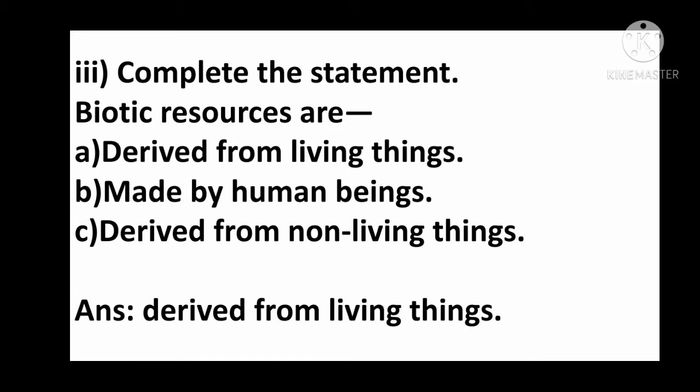Moving on to the third question. Complete the statement. Biotic resources are. Options are derived from living things, made by human beings, derived from non-living things. So biotic resources are those resources which are derived from living things only. So the answer is derived from living things.